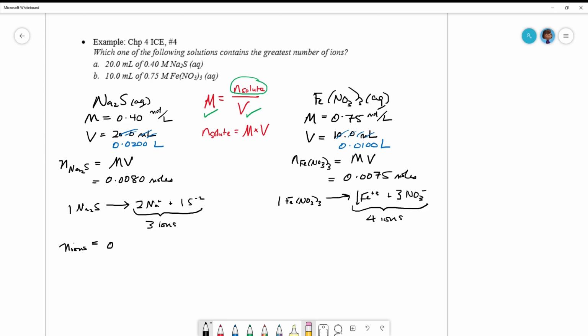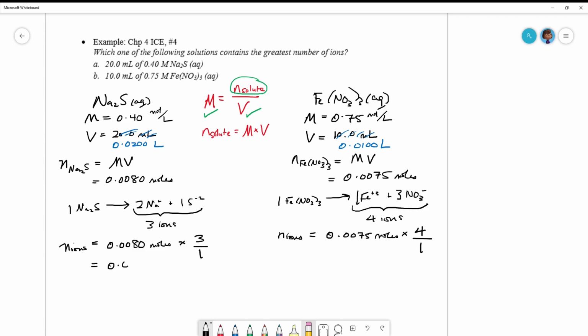In other words, I'm going to take my original amount of solute calculated, and there are 3 ions produced for every 1 sodium sulfide that breaks apart. But in the iron nitrate solution, if I want to get moles of ions, I'm going to take my moles of iron nitrate, which I already calculated, but in this case, we get 4 ions produced for every 1 iron nitrate that splits apart.